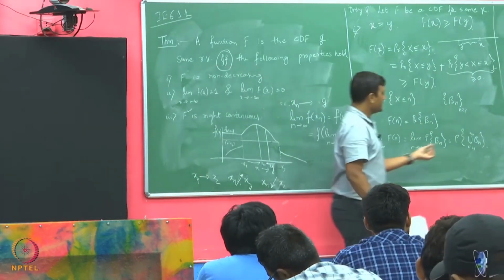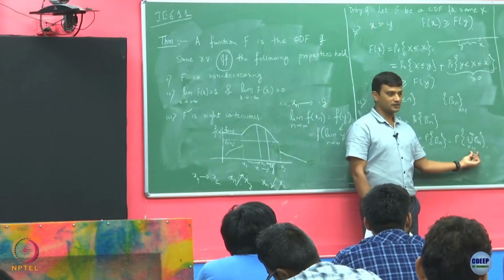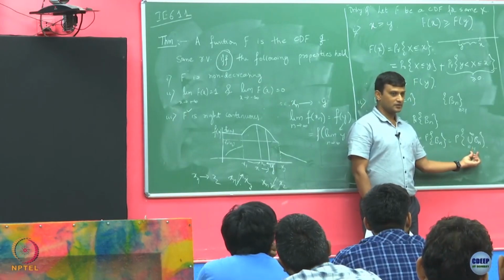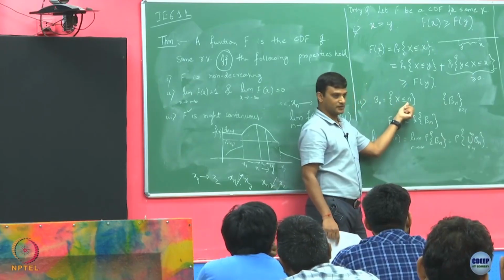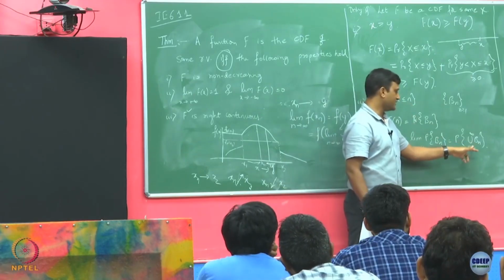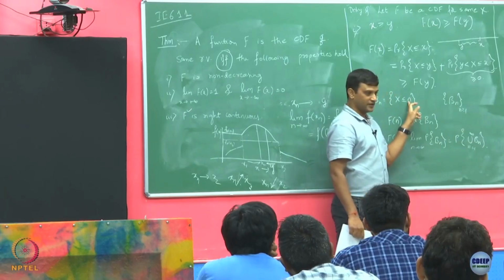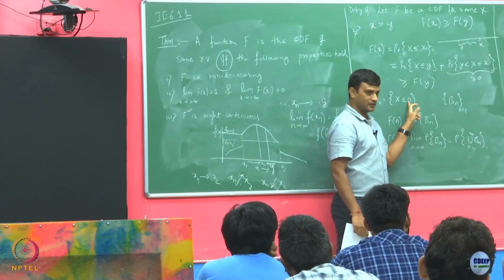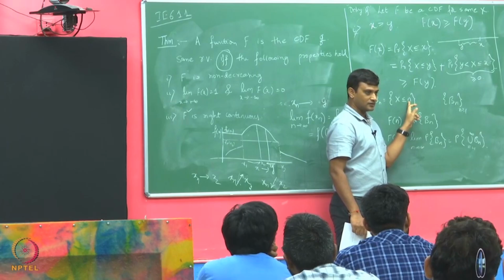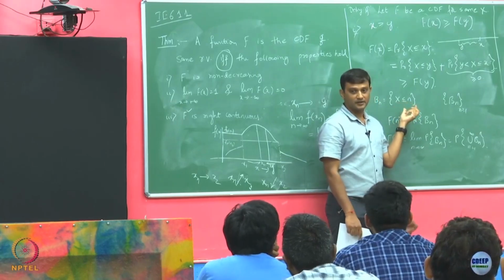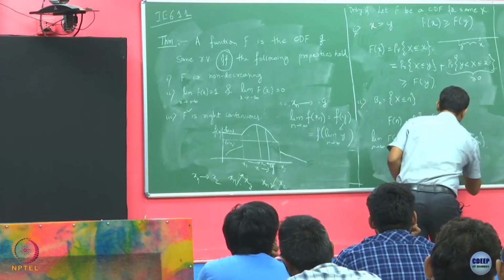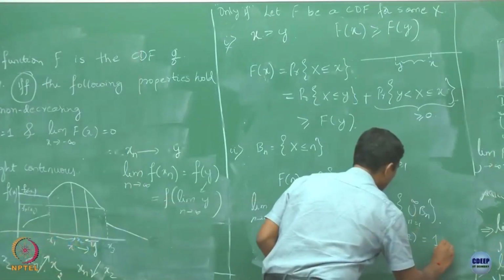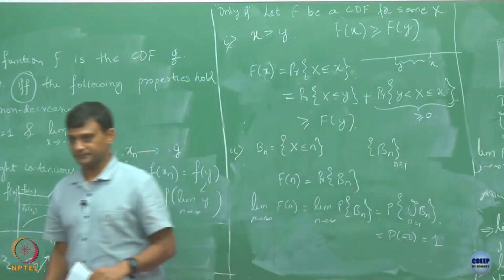Now, what is this union? Just so, what is Bn? Bn is x less than or equal to n, and now I am allowing this n to go to infinity. So what is this quantity going to be? It is the sample space, right? So this is P of omega, and I know that is going to be 1.